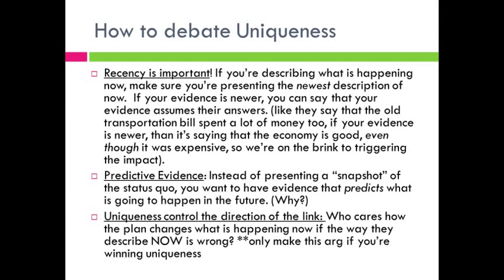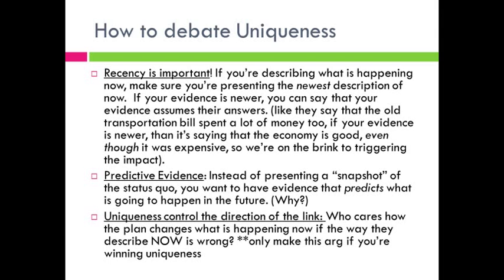The second is predictive evidence. So instead of presenting a snapshot of what's happening now, you want to have evidence that predicts what's going to happen in the future. Now, why is this? Because realistically, the AF is not going to happen right away, right? I'm not going to snap my fingers, judge votes AF, and suddenly we have aquaculture. No, there's going to be implementation in the future, and obviously policies are going to change. So for the AF to solve over the long term, the AF needs to be able to work in the long term, right?